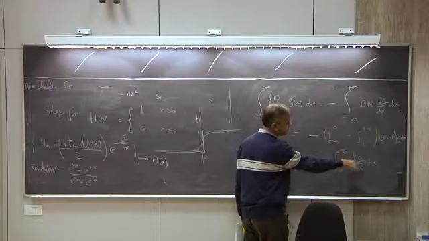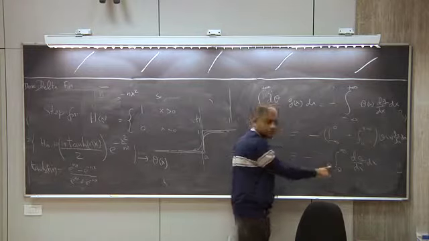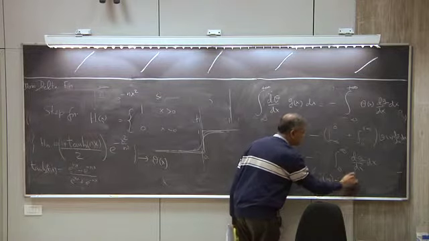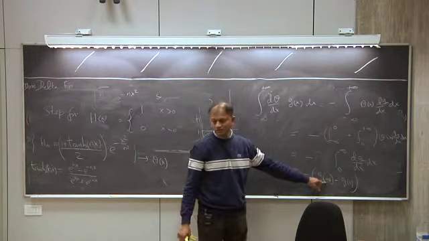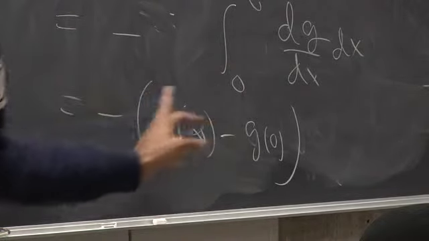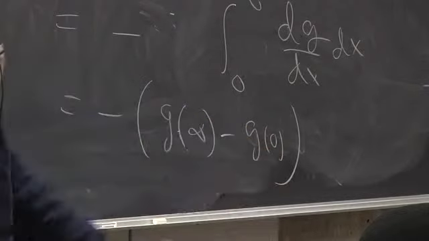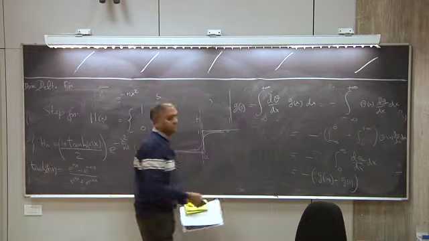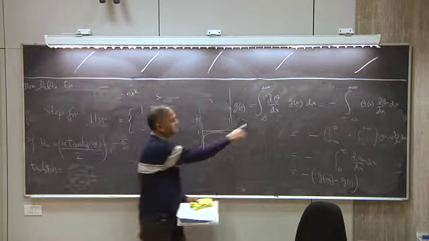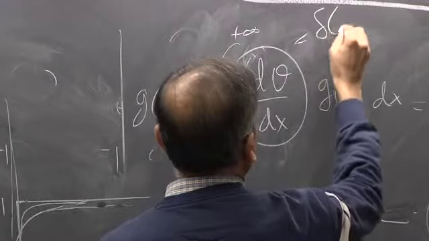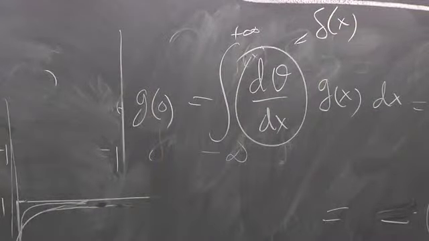So this is a total derivative, which simply gives me a boundary term: minus, g at infinity minus g at 0. Now g at infinity is 0 because g is a good function, so it vanishes. We are just left with minus minus plus, so this thing is g of 0. Therefore, d theta by dx is the same as the delta function. So that's the relation between these two distributions.